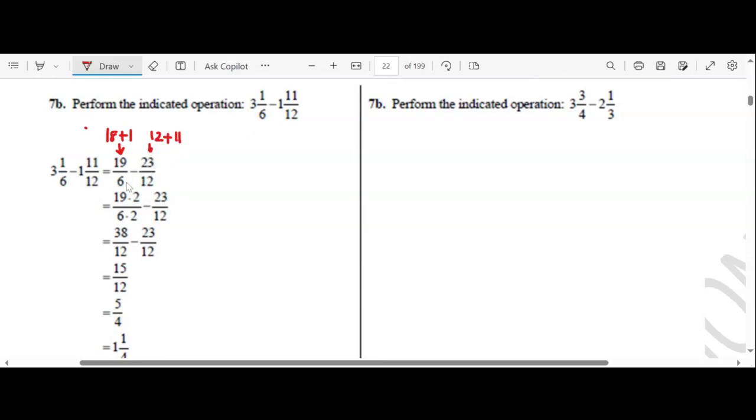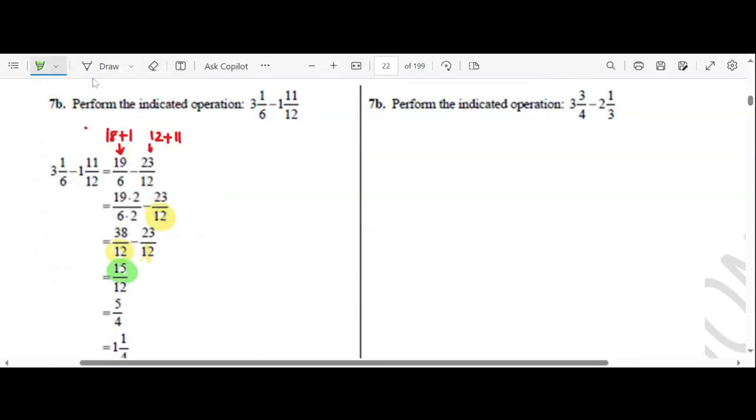Now, do you have same denominator? No. So we're going to make same denominator. Multiply 6 times what? 2. So if you multiply 6 times 2, what are you going to get? 12. Now, you have same denominator or no? Yes. So now you're going to subtract 38 minus 23. What are you going to get? 15. 15 divided by what?